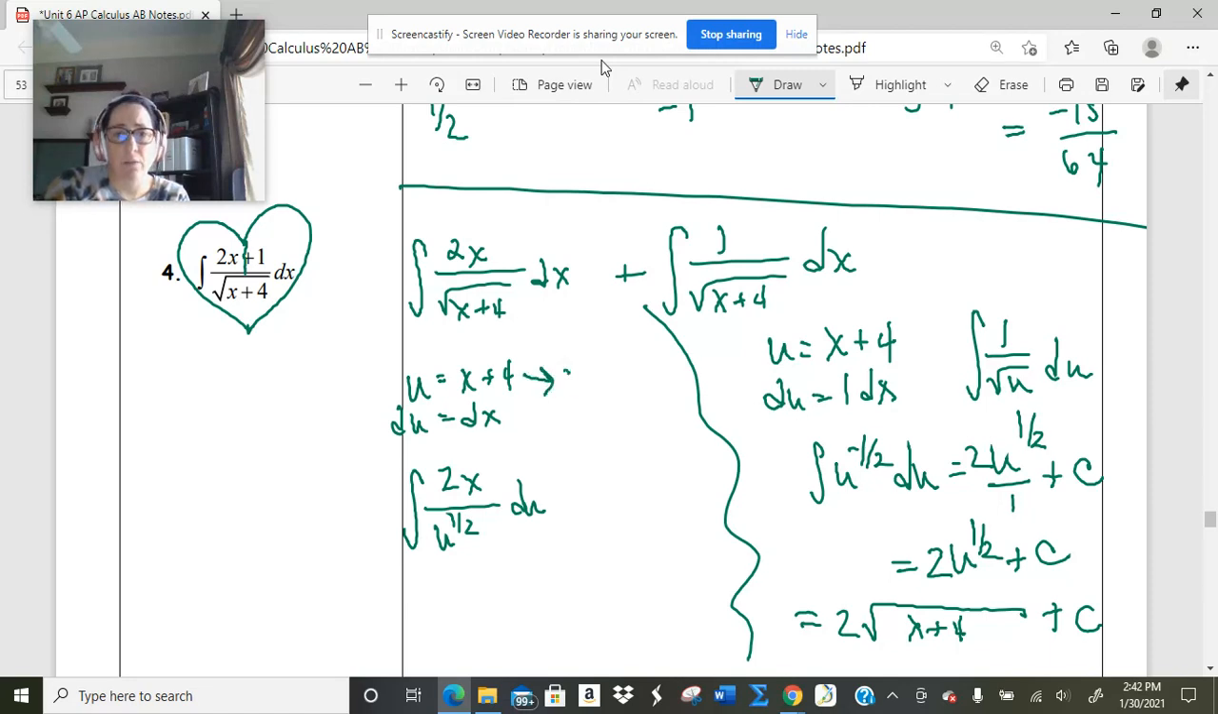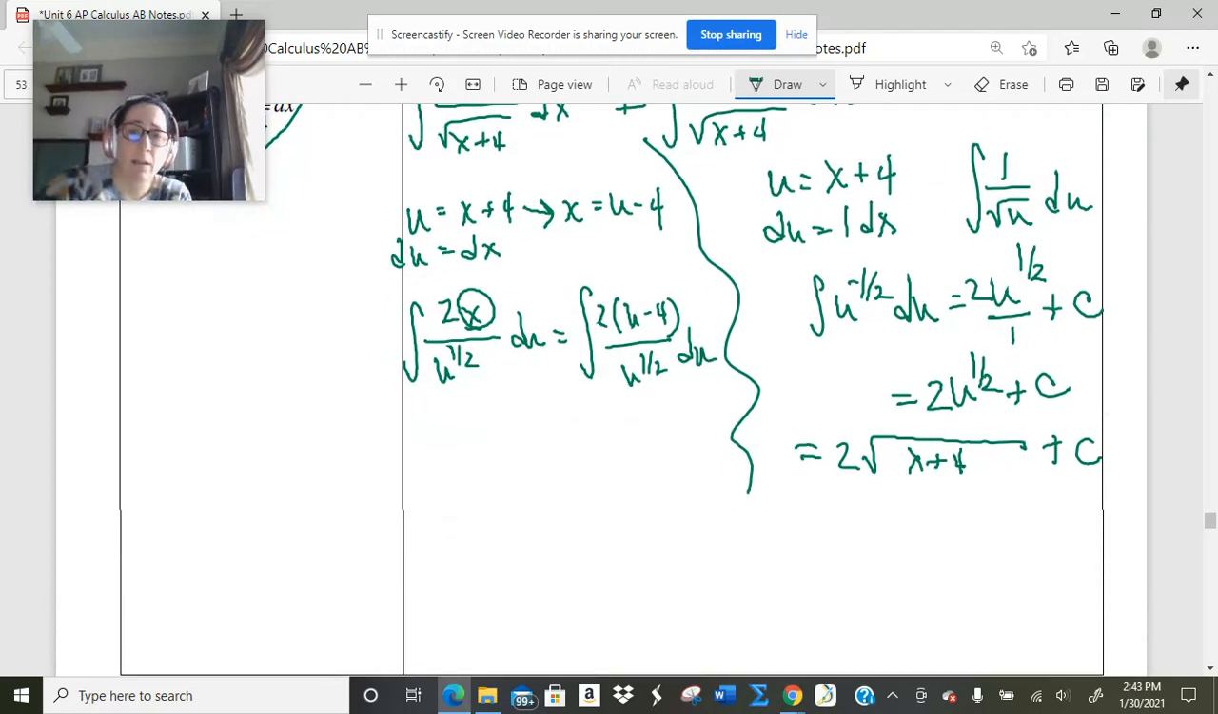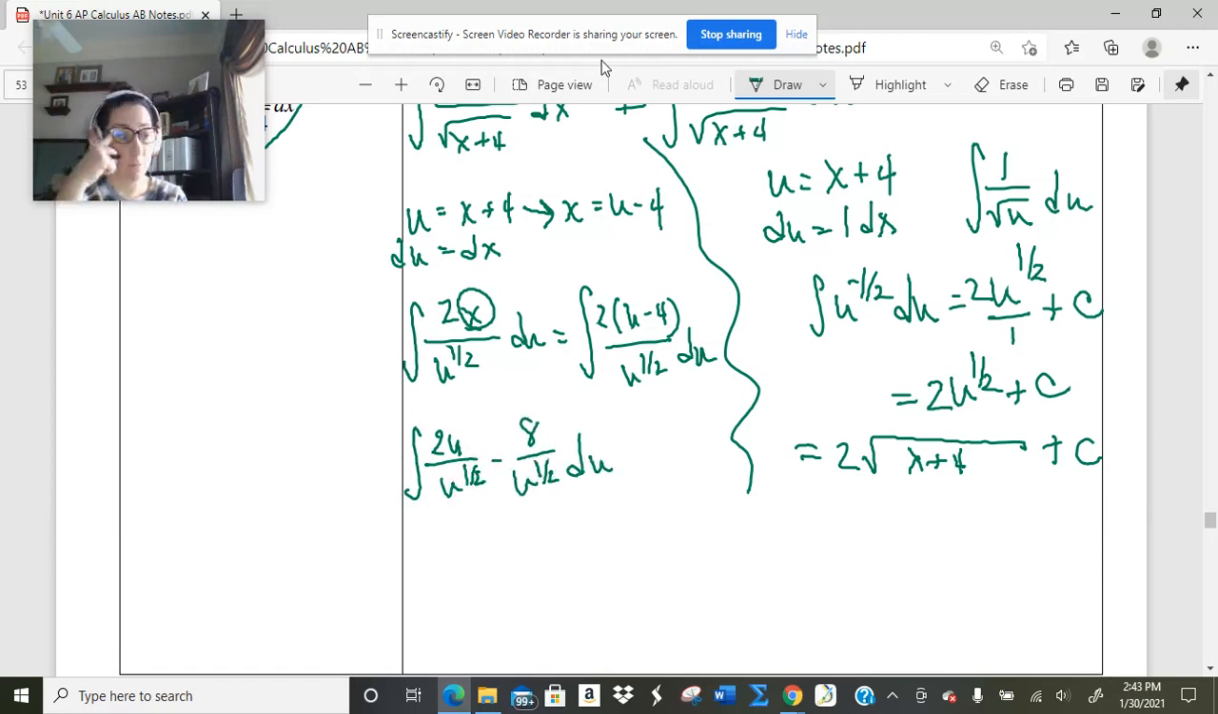So what I'm going to do is solve for x. This is called manipulation of variables. And I'm going to plug that into this 2x, into the x. Why did I do that? Because now I can rewrite it and use the power rule for both of those.